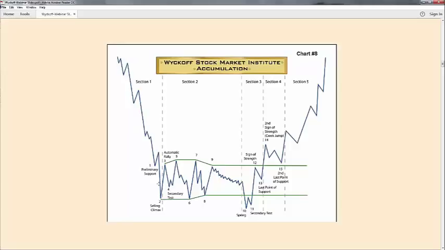Instead, the reaction is ending and demand is coming back into the stock. The professionals are buying to stop the downtrend. The climactic action completes section one on the accumulation chart. Section two begins with a distinct change in character. Because so much of the stock has been liquidated, little supply remains. This shortage of stock for sale causes a bounce, which is known as an automatic rally. And that, as you can see right here, is point three on the chart.